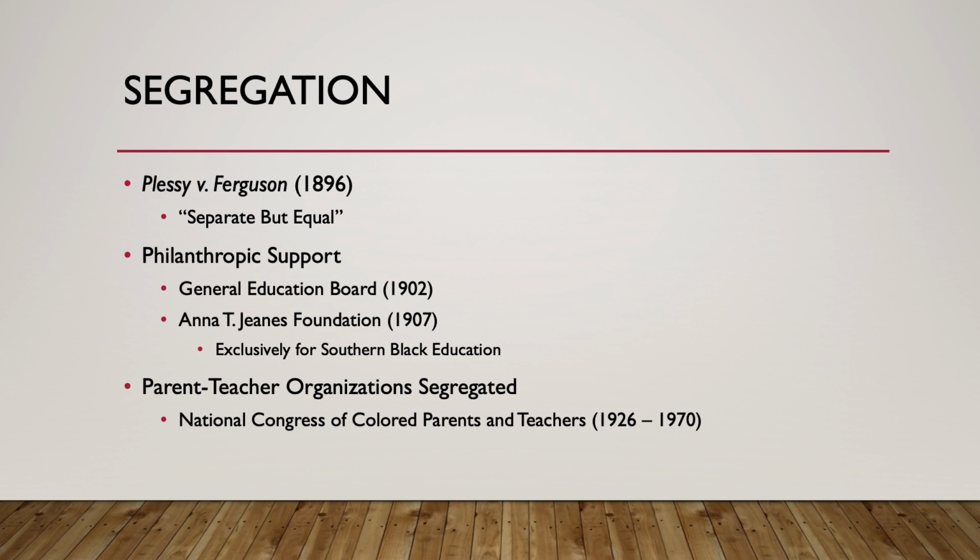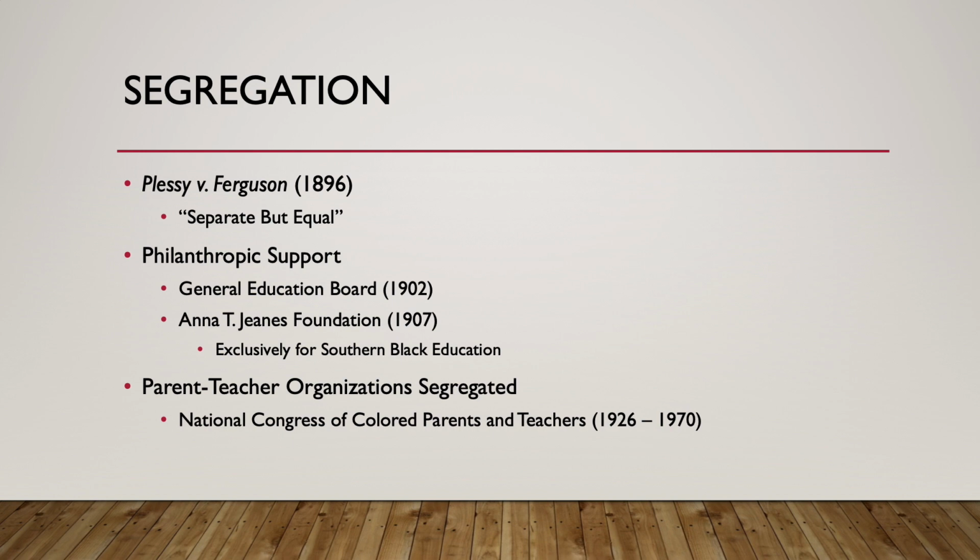You also see new organizations like the Anna T. Jeanes Foundation. And Anna T. Jeanes, a Quaker philanthropist in the North, who wanted to help Southern blacks. And so shortly before she died, she established this fund, and it was specifically for African American education.